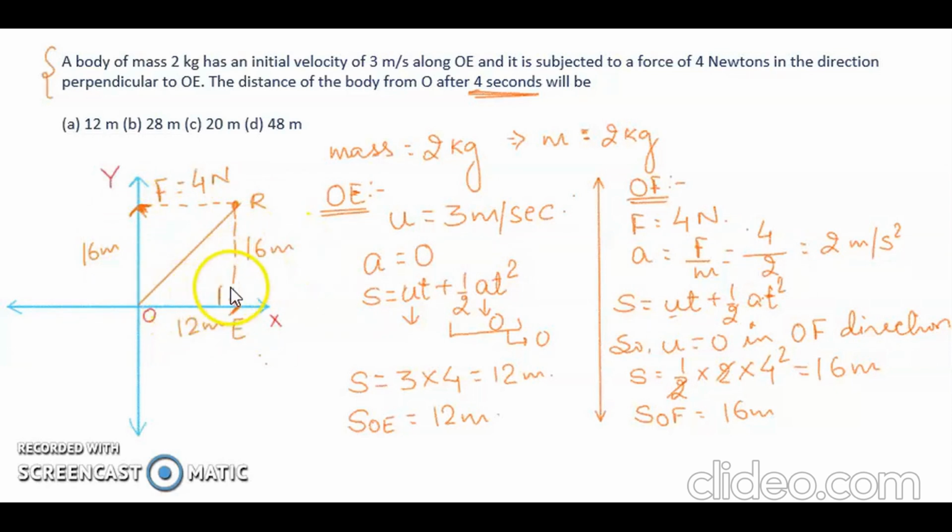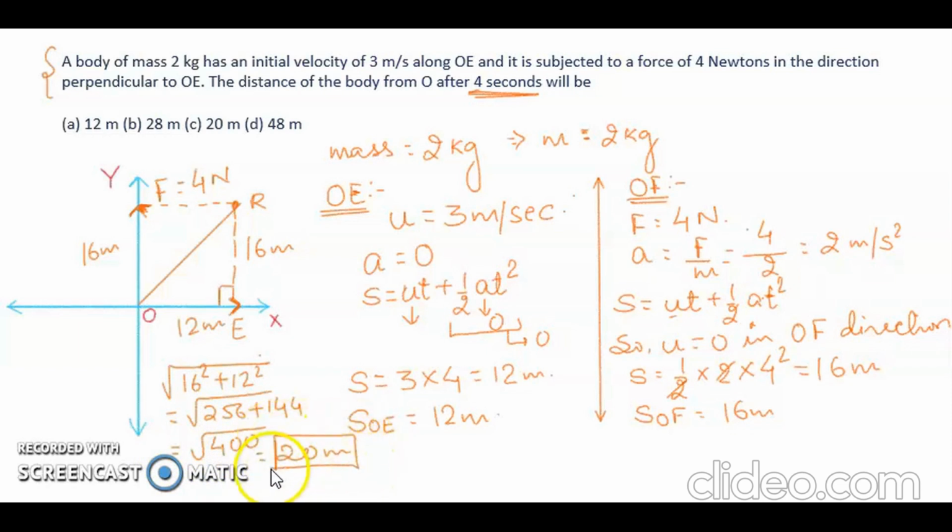Now see here, this is a right angle triangle. In a right angle triangle, what is the hypotenuse? Hypotenuse is the root of base square plus perpendicular square. So 16 square plus 12 square, that is equal to root of 256 plus 144. That comes out to be root over 400, and that is equal to 20 meter. And this is the required answer of this question. So the correct option to this question is 20 meter, and this is the solution to this numerical. Thank you so much.